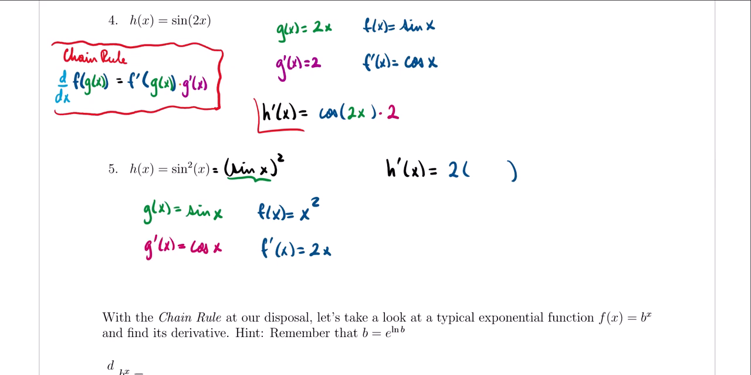So we're going to get here the sine of x, now raised to the first power, because it's 2x to the first, times the derivative of the inner function, which in this case was a cosine of x. And there we go. And now we have our derivative for h.